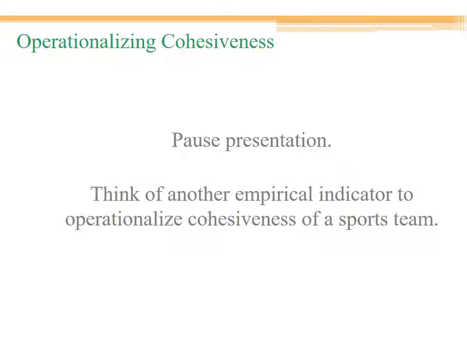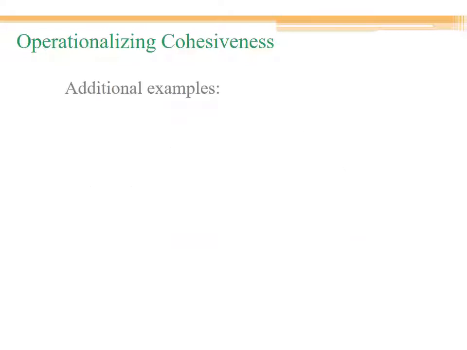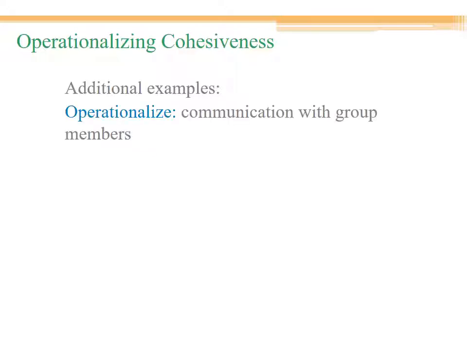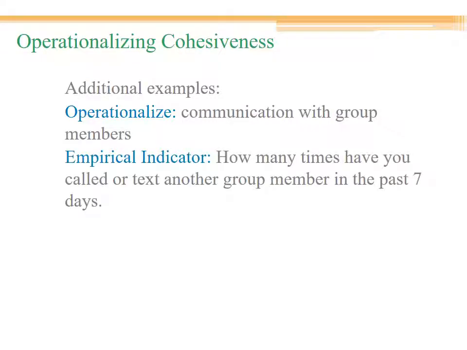Okay, let's take a look at some other possible empirical indicators. Here's one possible way. We could operationalize cohesiveness by looking at the degree of communication among group members. Here, the empirical indicator could be a question asking all group members to report the total number of times that they telephoned or sent a text to any other group member during a designated week.